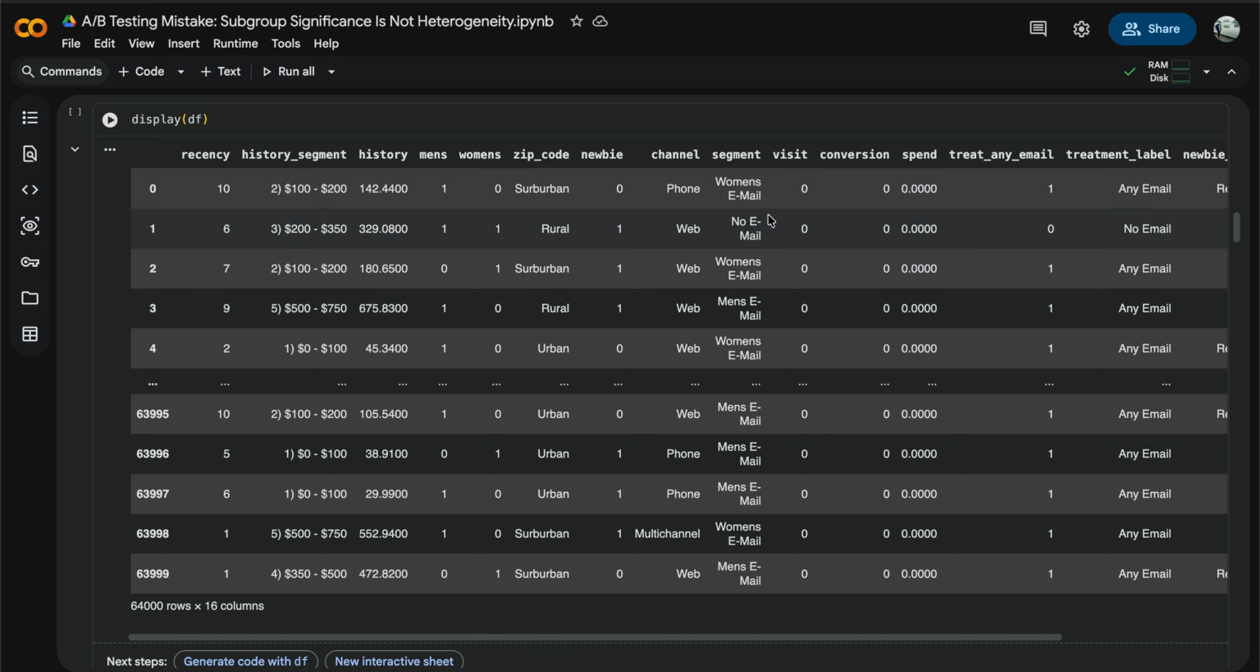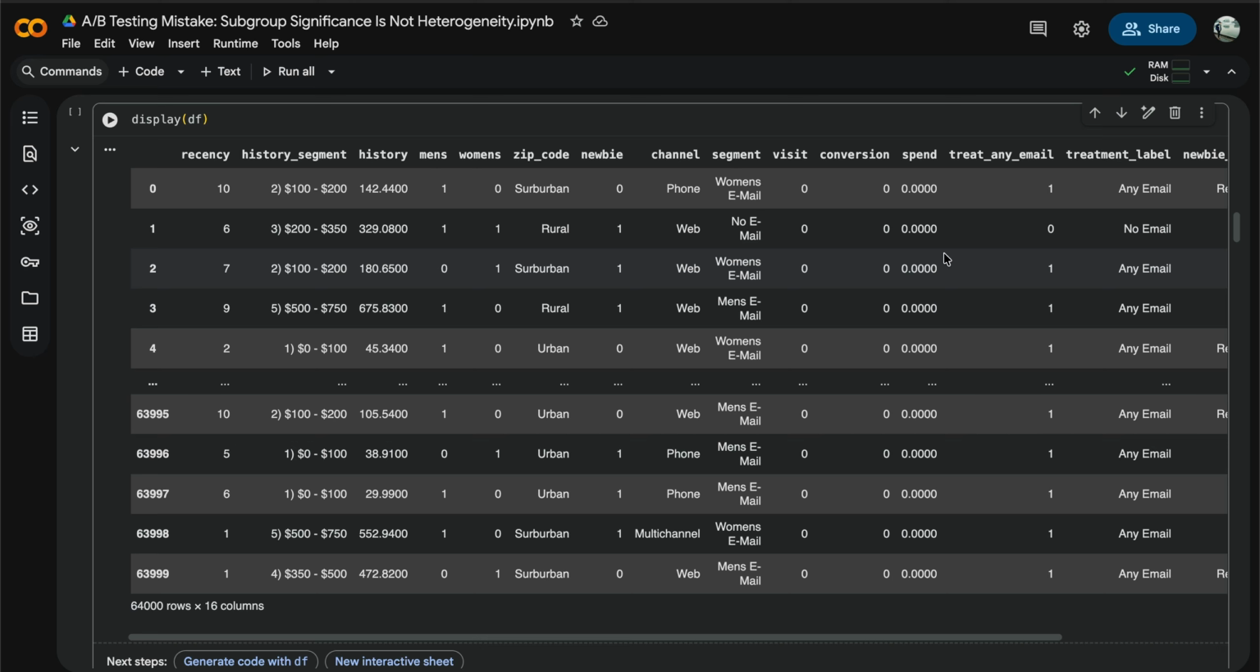Each row in the dataset is for one customer. For each customer, we have some information such as recency, the historical spend, whether they had bought men's products or women's products, what their zip code is, whether they were a new customer, what their channel is, what their segmentation is, did they visit the website, did they make a conversion, and how much they spent.